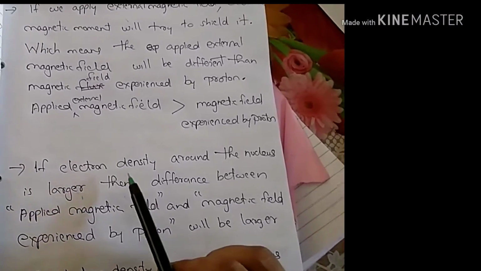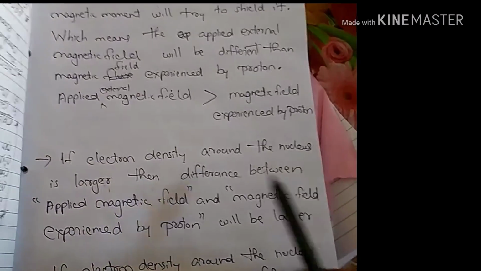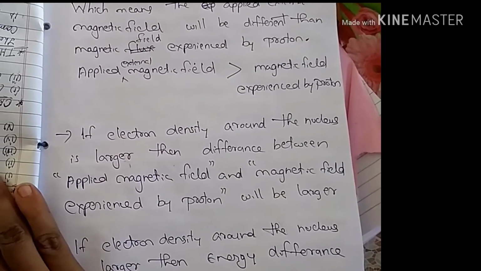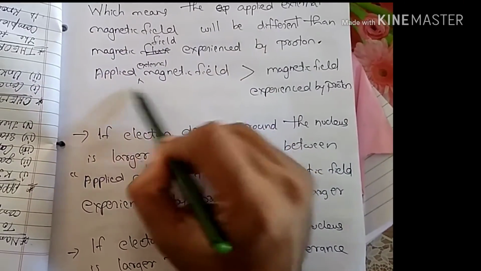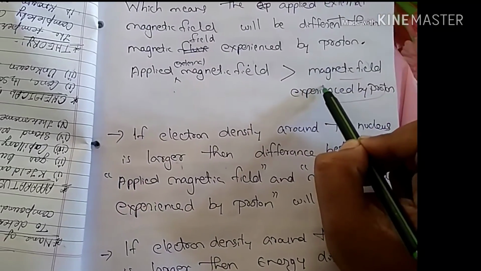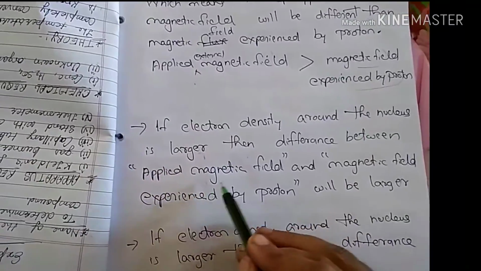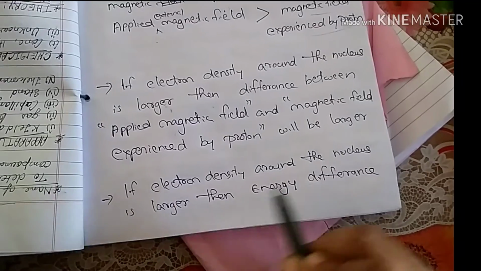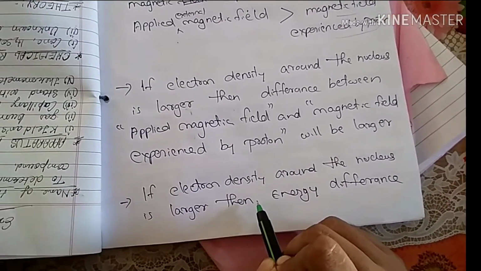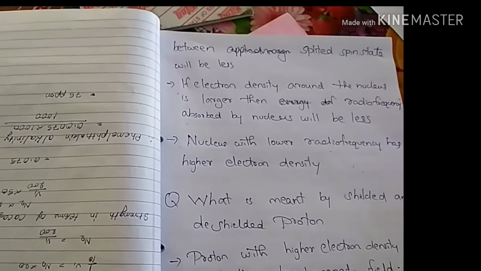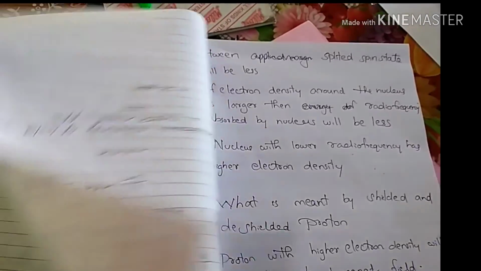That's what is written here. If the electron density around the nucleus is larger, then the difference between the applied magnetic field and the magnetic field experienced by the proton will be large. The applied magnetic field will be huge, but the magnetic field experienced by the proton will be less. So this difference will be large if we have more electrons. If the electron density around the nucleus is larger, then the energy difference between the split spin states will be less. Why will the energy difference between the split spin states be less? I will explain.